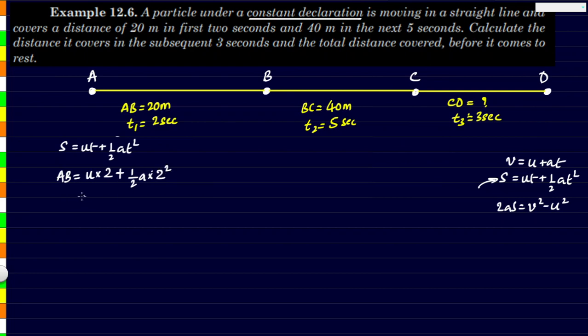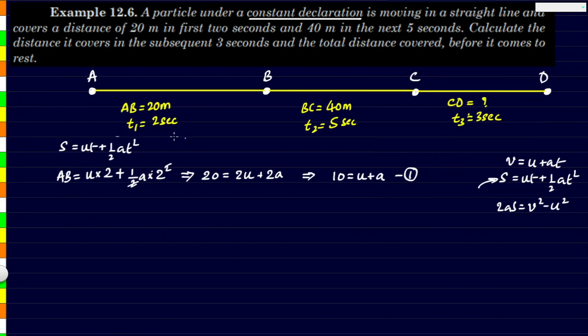When we simplify this equation, we know the value of AB, so let us substitute it as 20. We get 2U, and one value of 2 will cancel, and we'll just get 2A. Simplifying it further, we get 10 equals U plus A. Let us call this equation number 1.